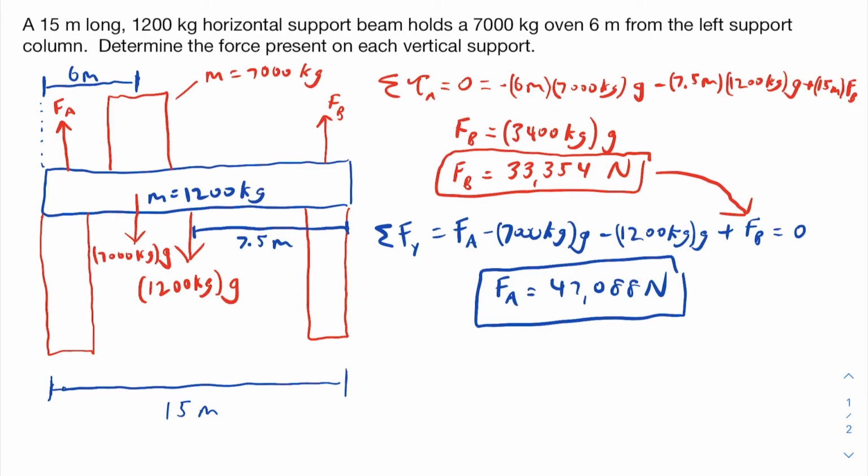If you wanted to check your answer, you would see that the sum of force A and force B is equal to the combined weight of the horizontal support beam and the oven. If this wasn't the case, you would know that your answers were wrong.